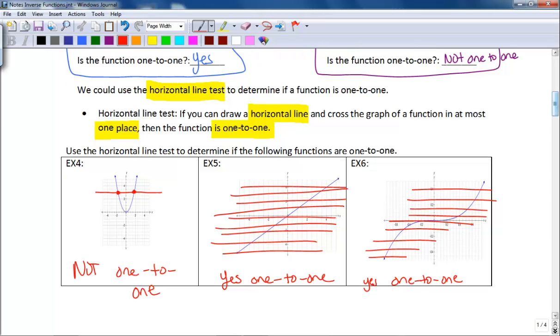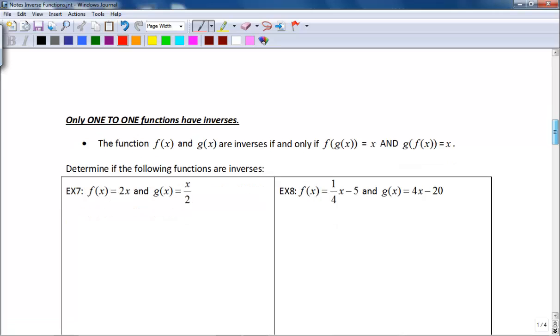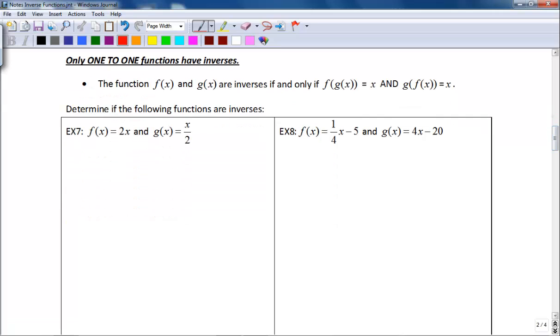Why does that matter? Why do we care whether or not we are one-to-one? The reason is that only one-to-one functions have inverses. So the only functions that have inverses are one-to-one functions. So how do you determine if functions are inverses?